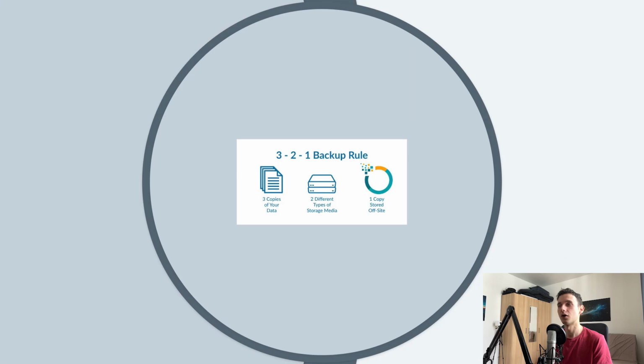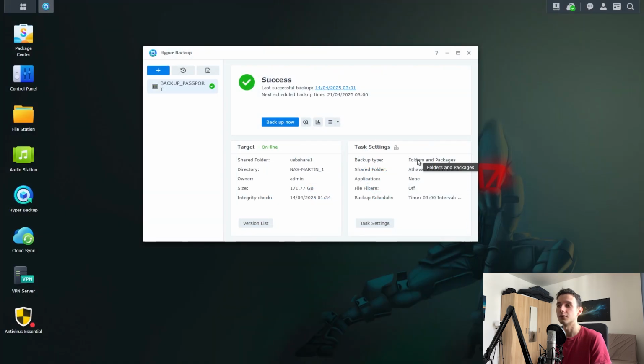Hyper Backup. The best practice for backups is the 3-2-1 rule: 3 copies of your data, 2 different storage devices, and 1 offsite backup. On the NAS, you can connect a USB device to save to this physical hardware. You can select which folders you want to save.